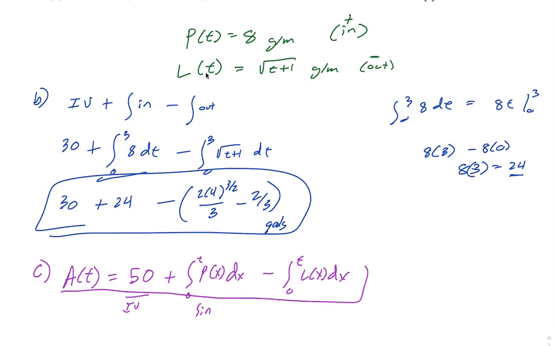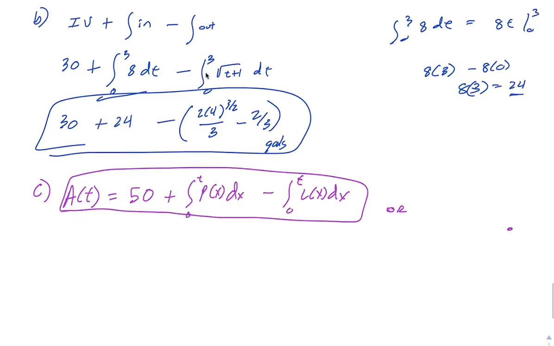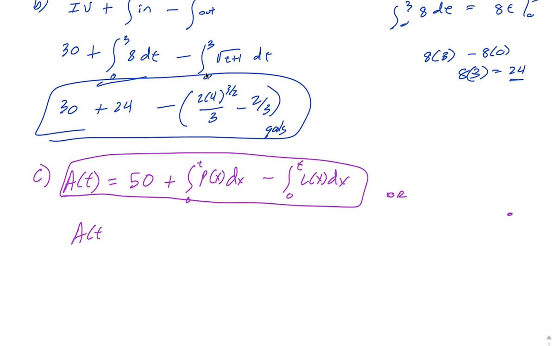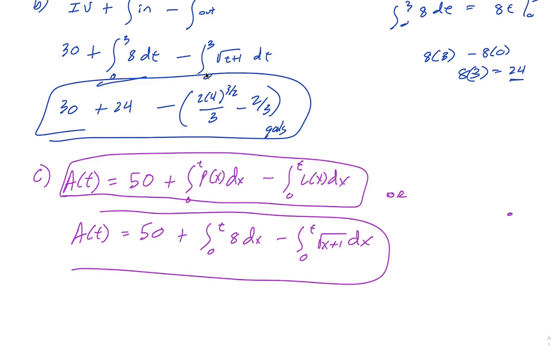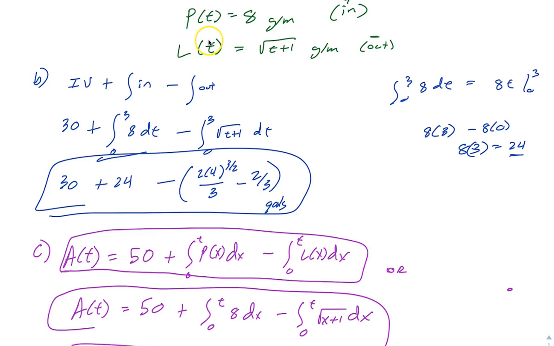So that would be my formula. Again, you could equally write it just straight out, the way that they gave it to you: 50 plus the integral from 0 to t of 8 dx, again with a different variable, minus the integral from 0 to t of square root of x plus 1 dx. Either way is fine. Writing P and L is fine as long as you wrote it somewhere on the paper above beforehand, so they know that's what P and L are.